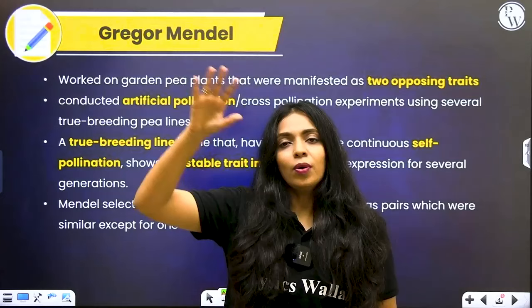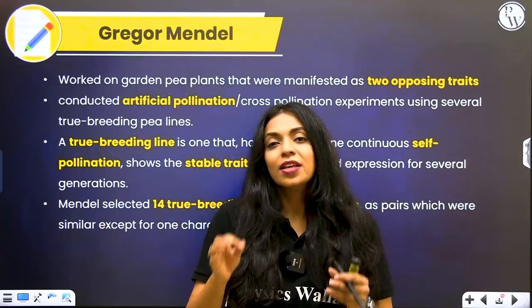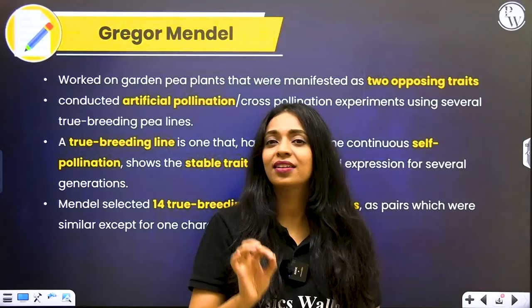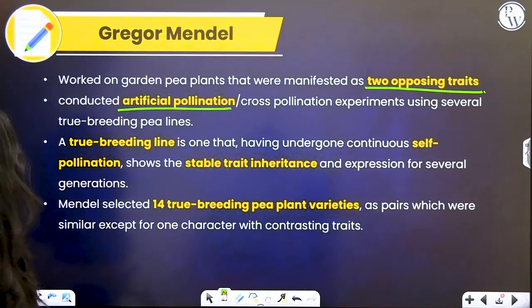So they were contrasting traits. Similarly, if you consider the color of the seed, it was either yellow or it was green. So there was no intermediate. Okay, so he was working on characters that had opposing contrasting traits. Each character that he studied had two contrasting traits. Okay, so that is one thing we have to understand. He conducted artificial pollination or artificial hybridization in order to perform his experiments.